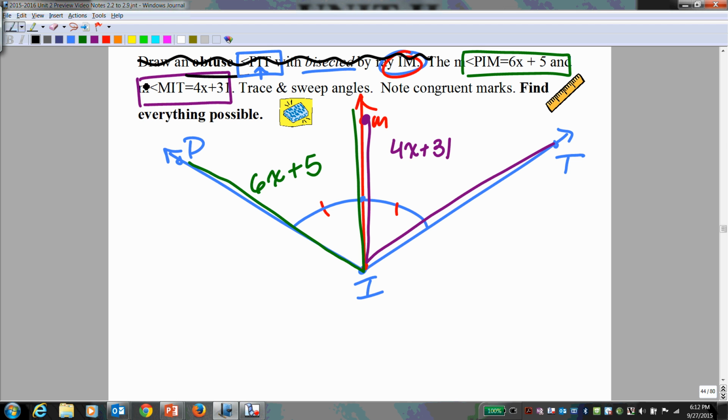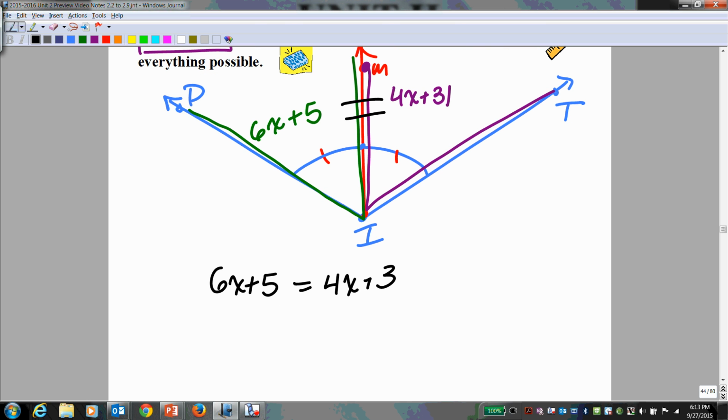It's 4x plus 31. Trace and sweep, note all congruent, find everything possible. Well, we know that these two angles are equal, so we can easily do this. And you simply solve for x.